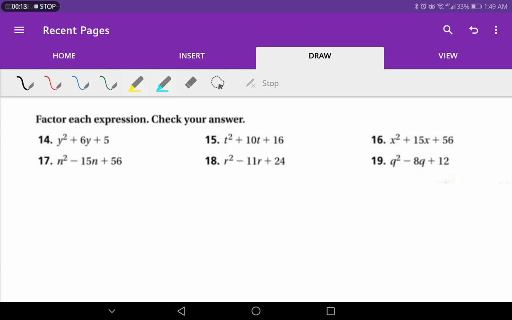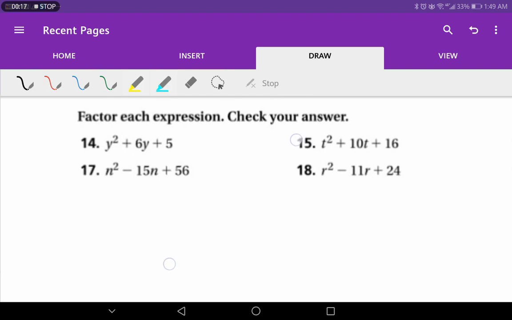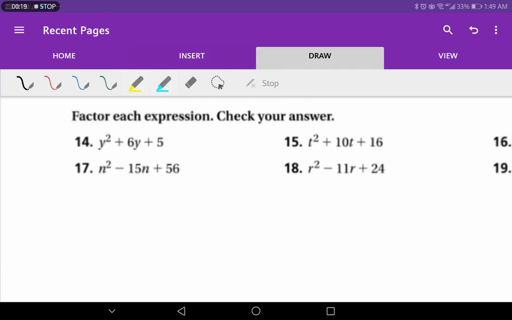Quadratic trinomial. Are you ready, my boys? Let's go. Factor each expression, check your answer. We are here, my dear students. Factor each expression. That means we have to know what is the length and what is the width for a rectangle.